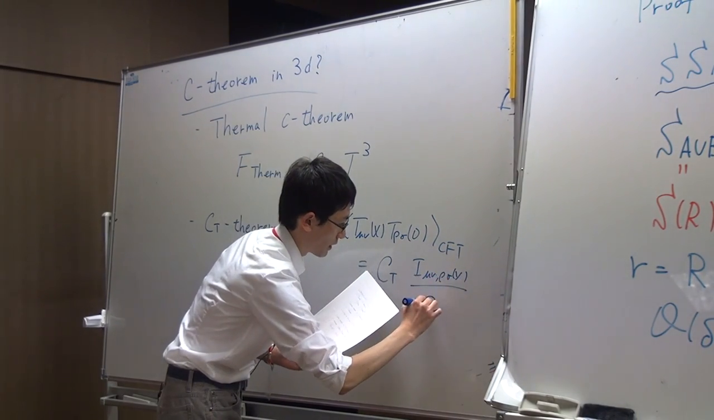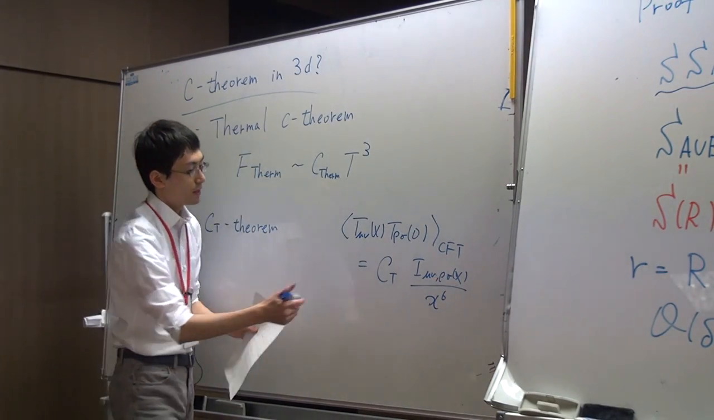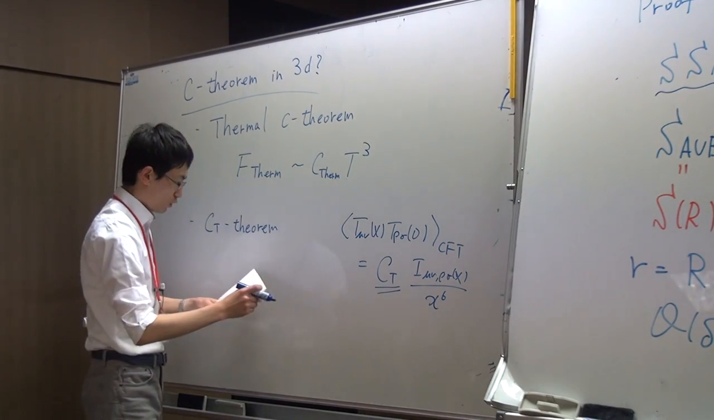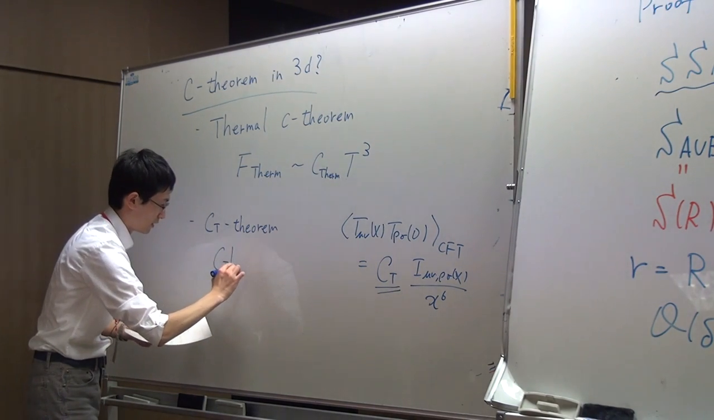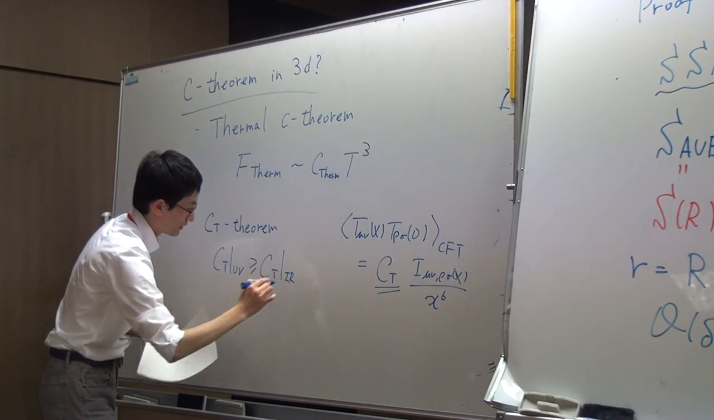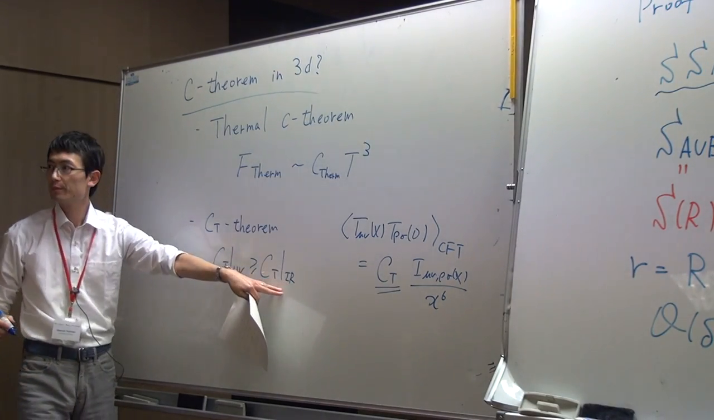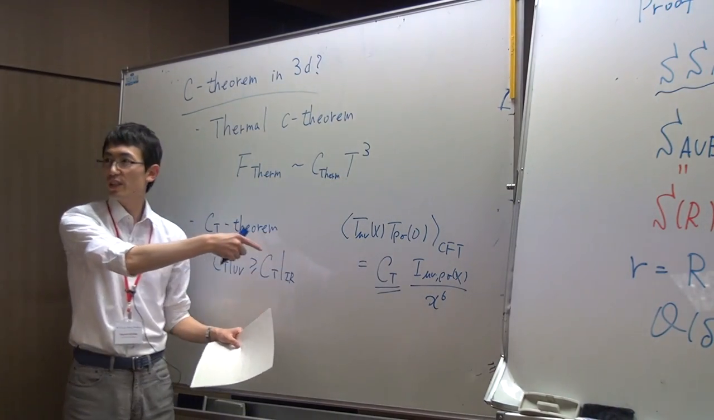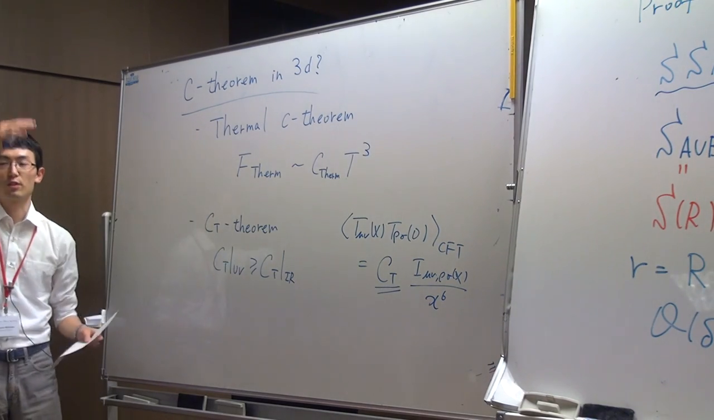So here you have some function of x, which is completely fixed by conformal symmetry, and here you have some coefficient which depends on your theory. You may use this CT as a measure of degrees of freedom in any dimension. So the conjecture is that the value of CT at the UV fixed point is always larger than that at the IR fixed point. Also, in 2 dimensions, this one is equal to the central charge. So this is a very natural extension of the 2-dimensional C theorem to higher dimensions. Okay.